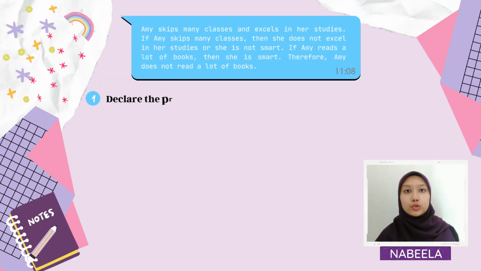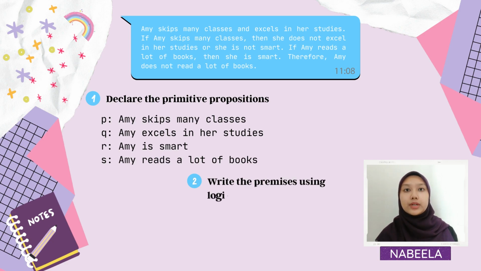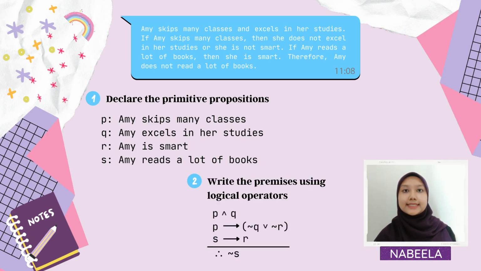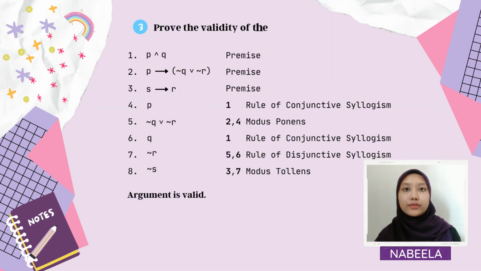First step that we need to do before we prove the validity of the argument is to declare the primitive propositions using symbols P, Q, R, and S. Then we will get like this. Next step is to write the premises using logical operators, just like this. Only then we can prove the validity of the argument.